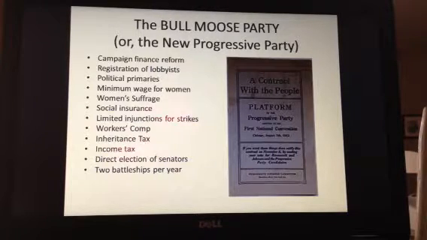an inheritance tax, an income tax, the direct election of senators. Again, for most of our country's history, senators were not directly elected by the voters, but chosen by the state legislature. And just because it's Teddy Roosevelt, two battleships a year.